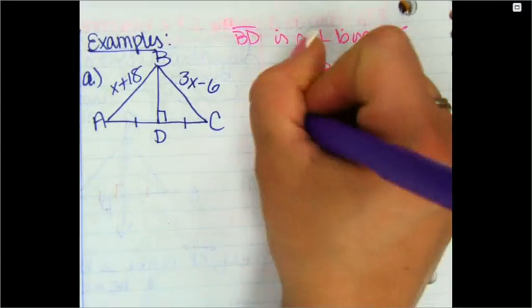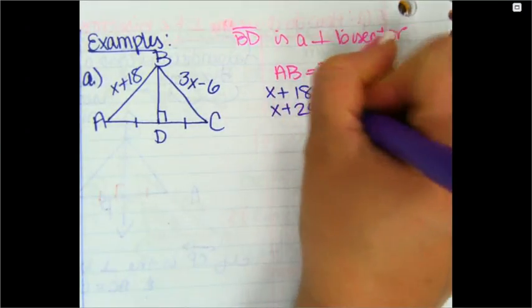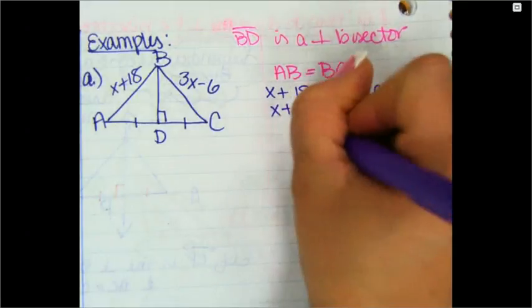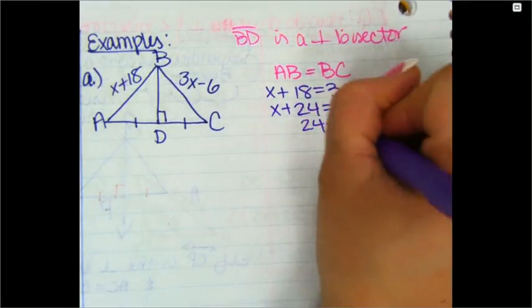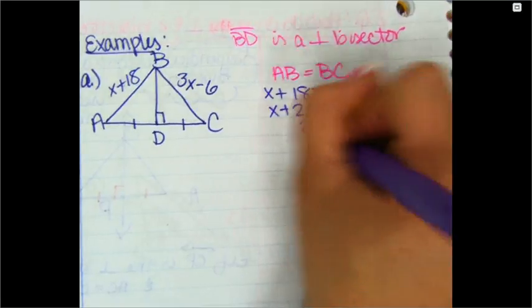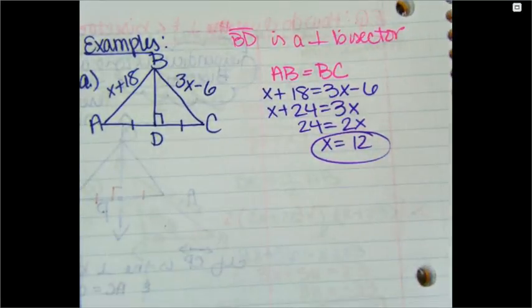Okay, you added 6, so you get x plus 24 equals 3x. And then you subtract the x. So you get 24 equals 2x, and x equals 12. Wonderful. That's it? Yep, that's it.